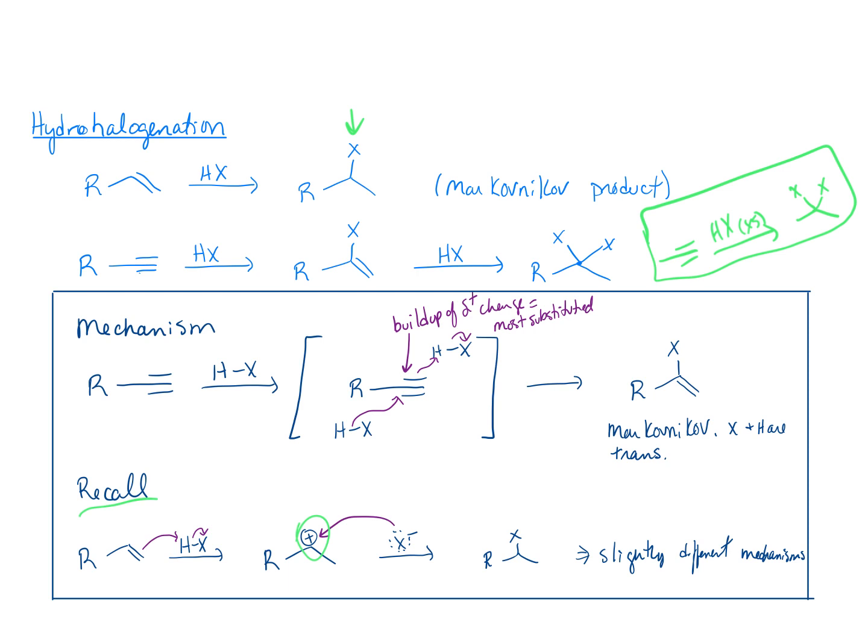Now, here's the thing. The effect is kind of the same thing. So you end up with X there on the Markovnikov side, and the X and the new H that was added are going to be trans from one another. I don't really need for you to know the mechanism of the triple bond. I do want you to know that of the double bond, but I wanted to show you where that came from, okay?